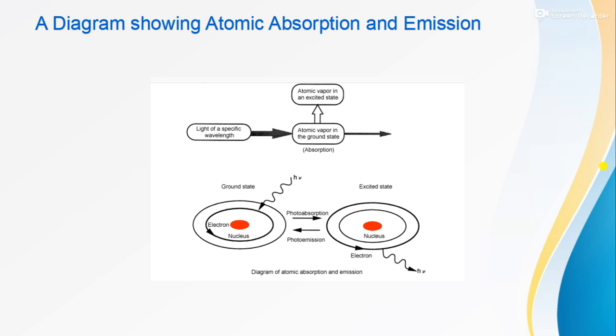This diagram shows the basics of atomic absorption and emission. Light of a specific wavelength is absorbed by the electrons of atoms of a given compound when the atoms are excited, and a specific wavelength is released when the electrons go back to the original state.